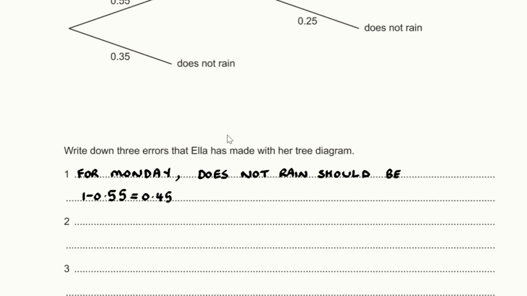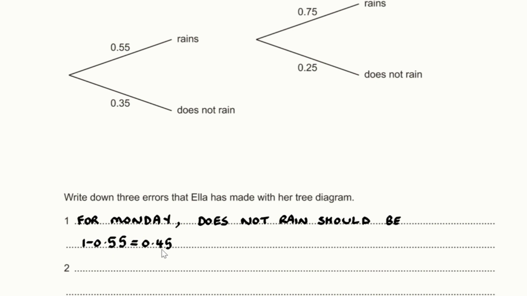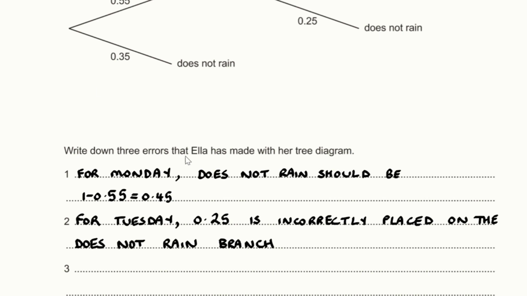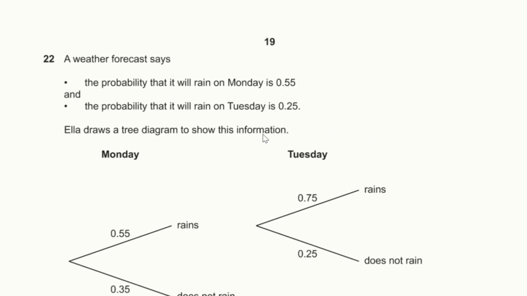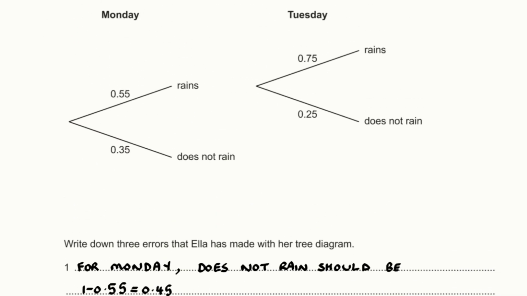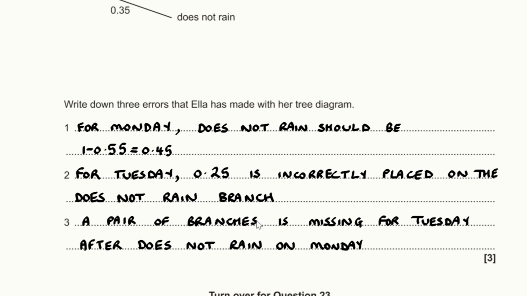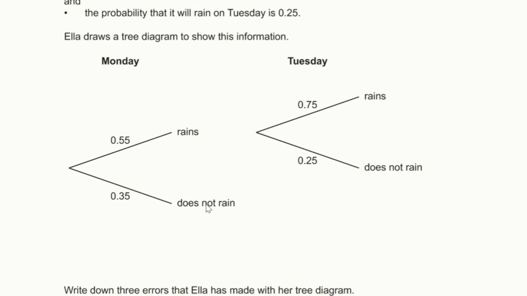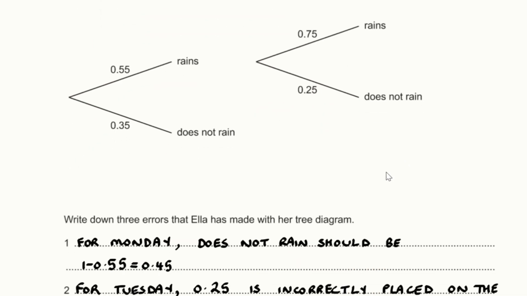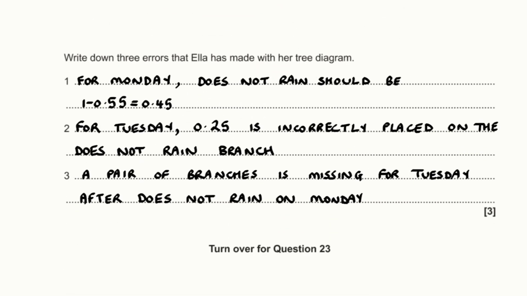For the first error, for Monday, does not rain should be 1 minus 0.55, which is 0.45, not the 0.35. Next, for Tuesday, 0.25 is incorrectly placed on the does not rain branch. So the 0.25 should be over here instead. Next, a pair of branches is missing for Tuesday after does not rain on Monday. So we need information about what happens if it does not rain on Monday, what would happen on Tuesday after that. So those are the 3 things wrong.